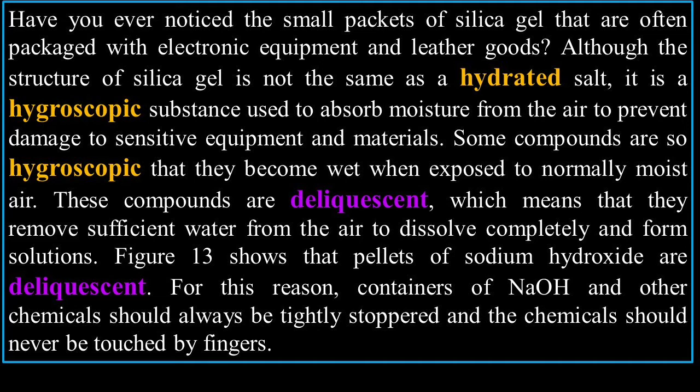Have you ever noticed the small packets of silica gel that are often packaged with electronic equipment and leather goods? Although the structure of the silica gel is not the same as a hydrated salt, it is a hygroscopic substance used to absorb moisture from the air to prevent damage to sensitive equipment and materials. Some compounds are so hygroscopic that they become wet when exposed to normally moist air. These compounds are deliquescent, which means that they remove sufficient water from the air to dissolve completely and form solutions. Figure 13 shows that pellets of sodium hydroxide are deliquescent.